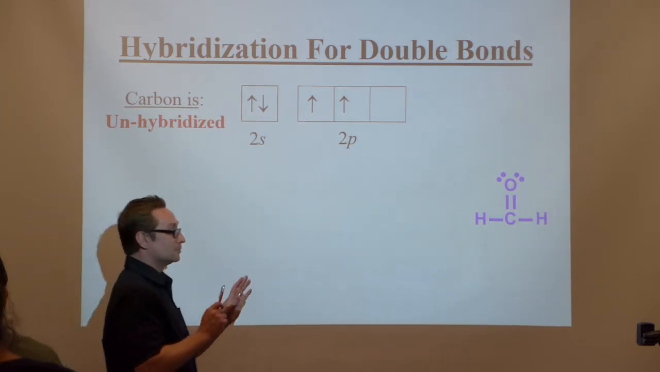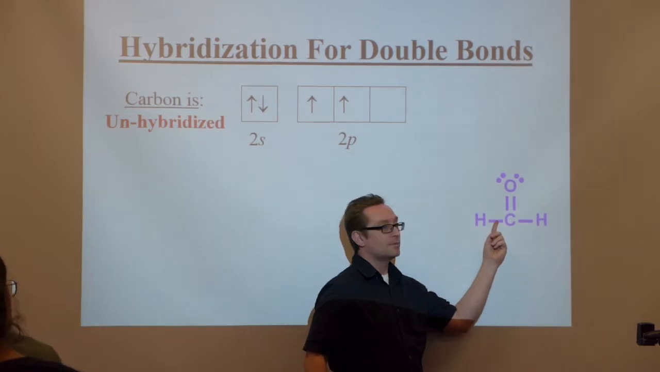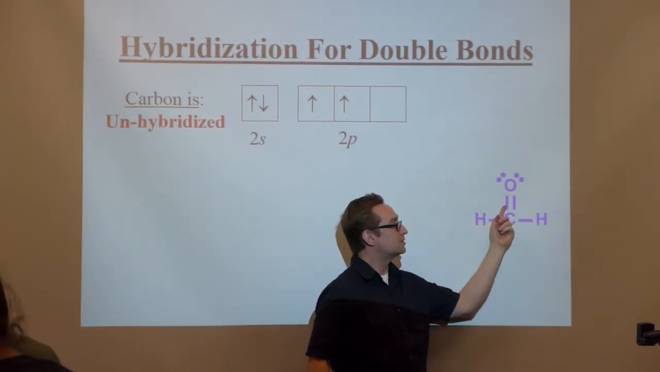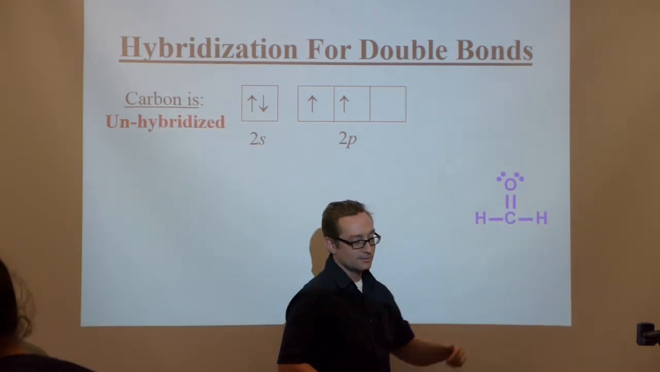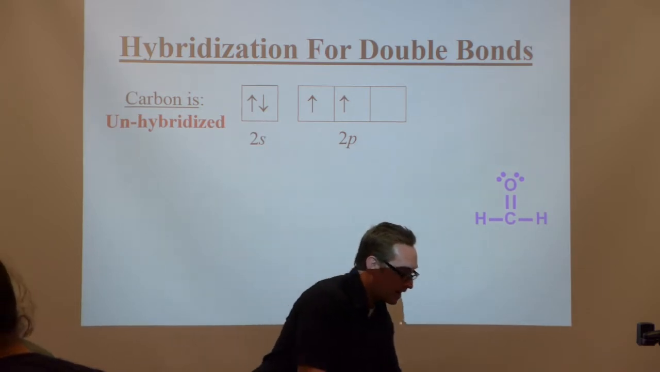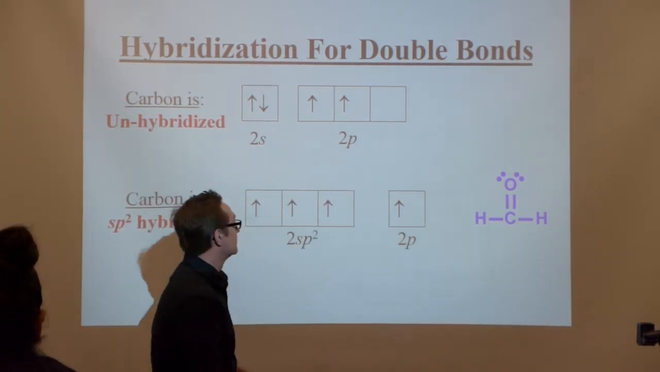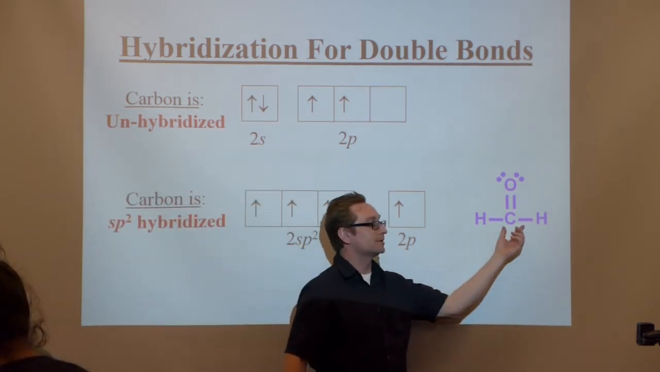Now we'll do formaldehyde. Formaldehyde has a sigma bond here, a sigma bond there. One of these two is a sigma bond, and the other one is going to be a pi bond. So if we hybridize that carbon to account for that, what is the steric number of this carbon in this structure?